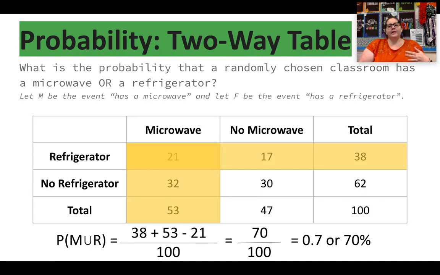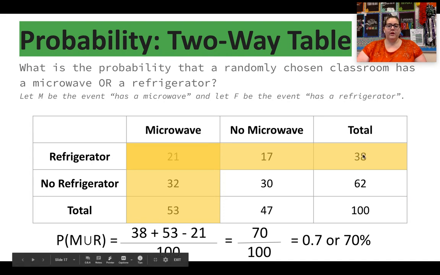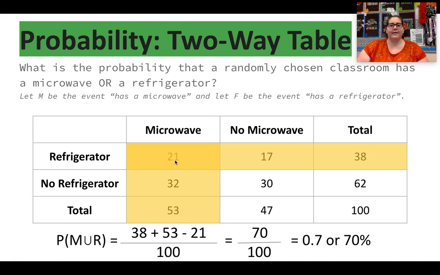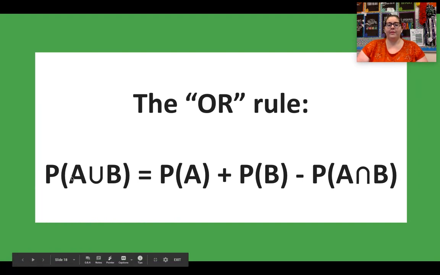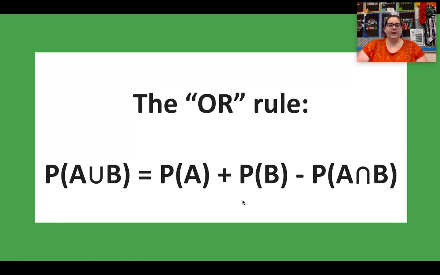Right, so the reason I'm showing it to you this way is, A, it can be helpful to think of it this way when you're given a table. If I'm looking at totals, I need to make sure to subtract out the overlap so that they're not counted twice. But it's also important to know it that way because that is our official formula for union. So the OR rule says the probability of A or B, A union B, is equal to the probability of A plus the probability of B minus the probability of A and B, or the intersection of A and B.